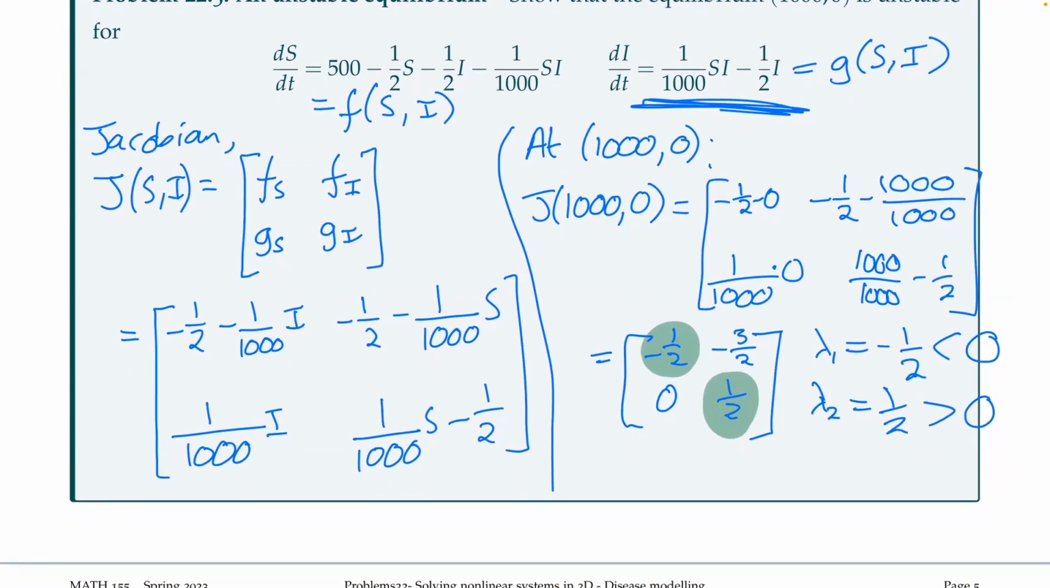So if I've got one positive eigenvalue and one negative eigenvalue, what does that mean this equilibrium is? What's its stability? Can anyone remember?